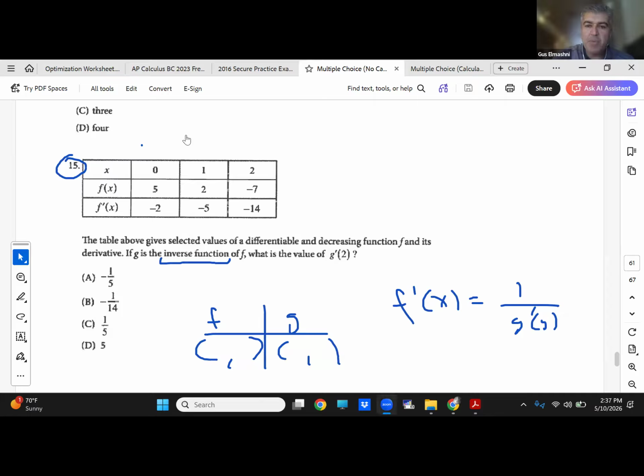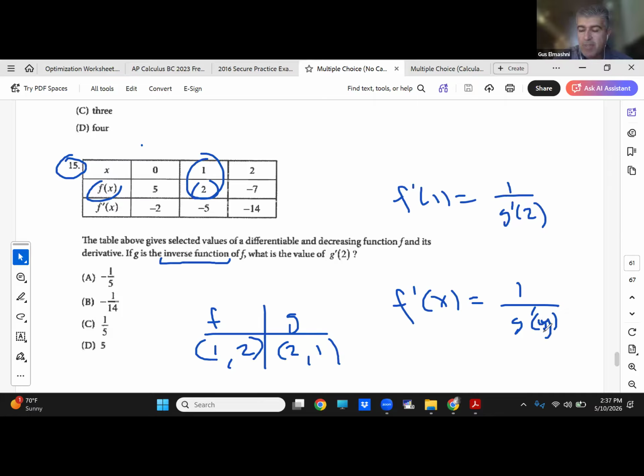All right. So one thing you want to think about here is that this is 2, because that's the input for G, right? So 2's got to be the output for F. Well, if you look at F, which one has the output of 2 in the middle column? So hopefully you recognize that the input for the inverse is 2, so that's the output for the original. Well, if 2 is the output for the original, clearly 1 comma 2 goes with the original based upon that table. So now we're saying f prime of 1 equals 1 over g prime of 2.